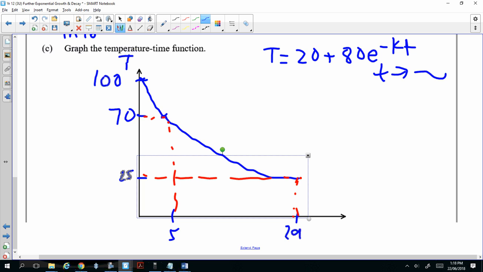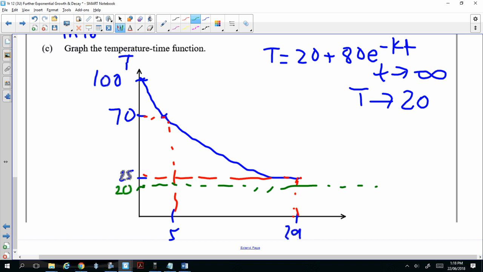So therefore you can write that as 20 degrees, and then you can extend the graph as approaching 20, okay? And the graph is now drawn. Any questions? So that is how to draw this. Okay. All right, good. Now, why does it approach 20?